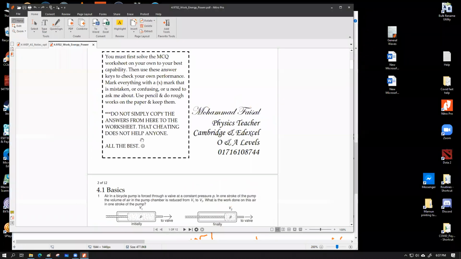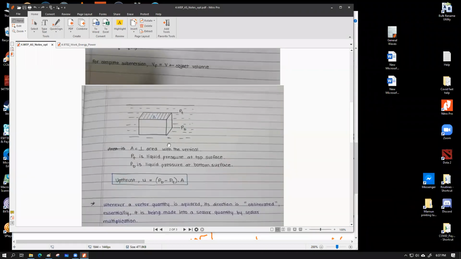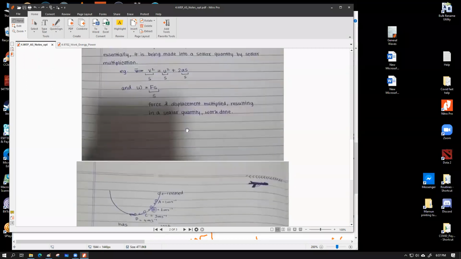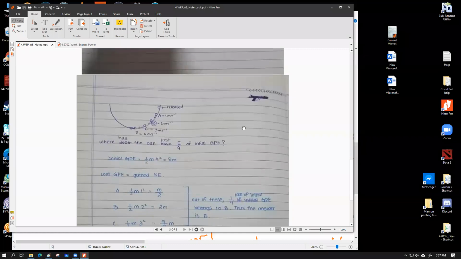If you go further down the line, this is the upthrust formula, and then we have a vector quantity. Here we were explaining vector multiplication and scalar multiplication.